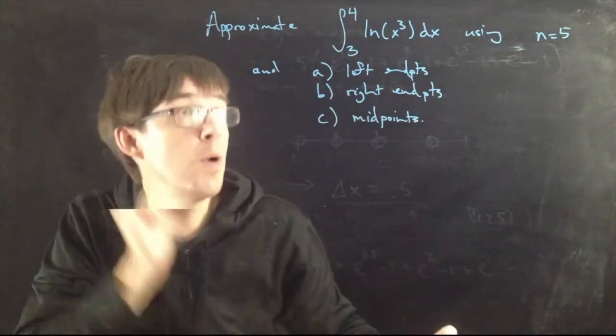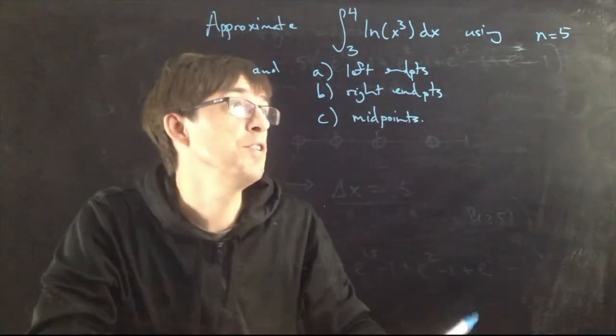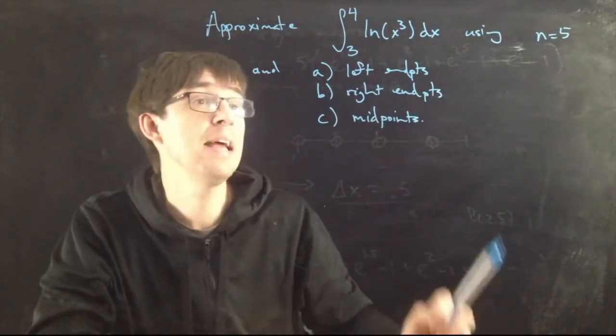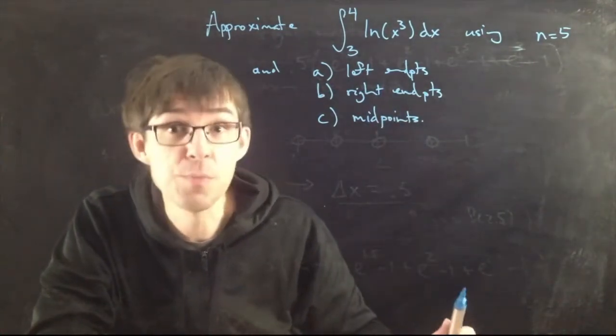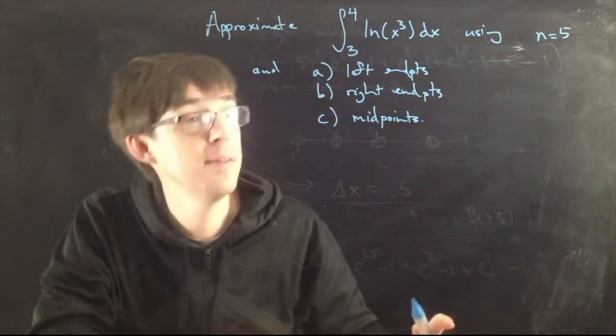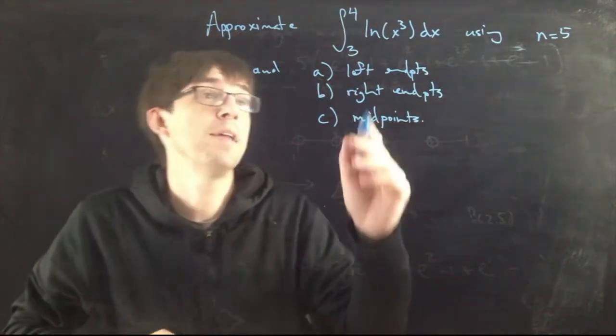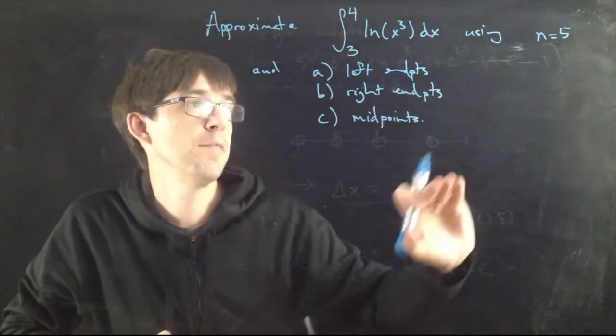All right, let's just do one more. Approximate this integral using n equals 5 and part A, the left endpoints, part B, the right endpoints, part C, the midpoints. We didn't even talk about that yet. It's not hard to do. We'll get there when we get there. Let's just do the first two first.